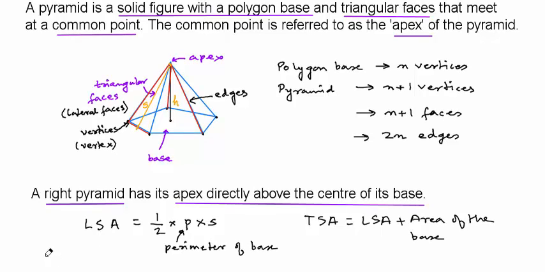And finally, the volume of a pyramid, V, is given by the product of 1/3 times the area of the base multiplied with the height H of the pyramid.